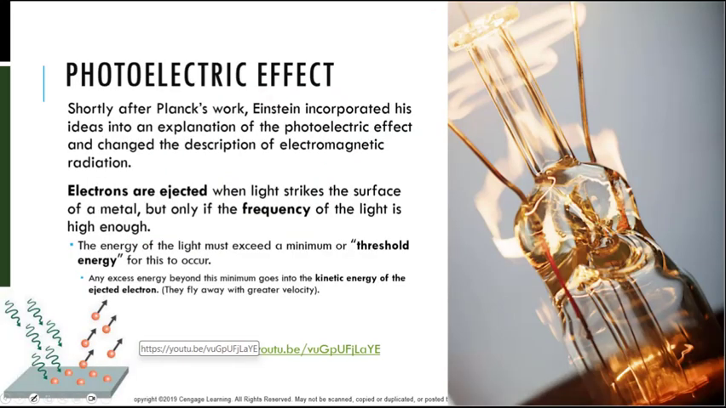We then are introduced to the photoelectric effect. Shortly after Planck's work, Einstein incorporated his ideas into an explanation of the photoelectric effect and changed the description of electromagnetic radiation. Electrons are ejected when light strikes the surface of a metal, but only if the frequency of the light is high enough. The energy of the light must exceed a minimum, or threshold, energy for this to occur. Any excess energy beyond this minimum goes into the kinetic energy of the ejected electron, and they fly away with a greater velocity.